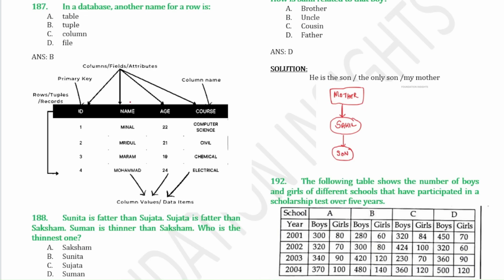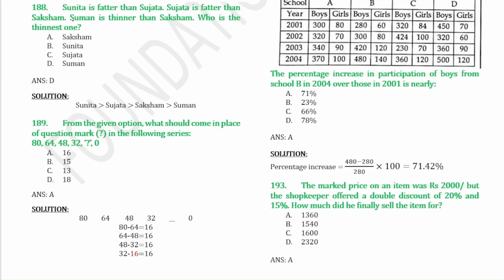In database, rows are also called tuples or records, and columns are also called fields and attributes. Next question. Sunita is fatter than Sujata. Sujata is fatter than Saksham, and Suman is thinner than Saksham. So who is the thinnest one? So Suman is the thinnest one in this question.